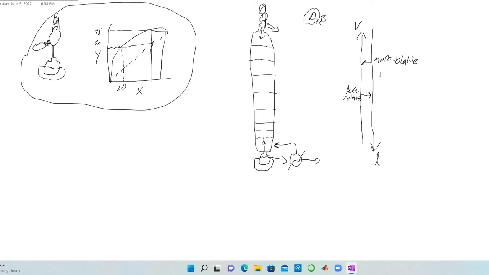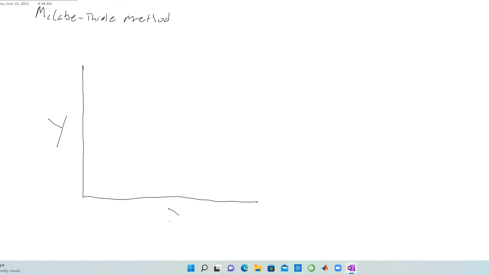Alrighty. So now let's go into how we model this. We're going to do something called the McCabe-Thiele method. The McCabe-Thiele method is a graphical method used to approximate the number of stages we need. First, we're going to start with our XY diagram. We're going to have our 45-degree line, and we're going to have our vapor-liquid equilibrium curve.